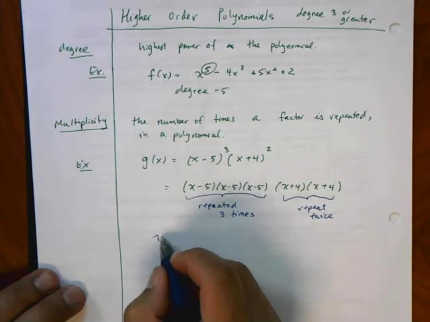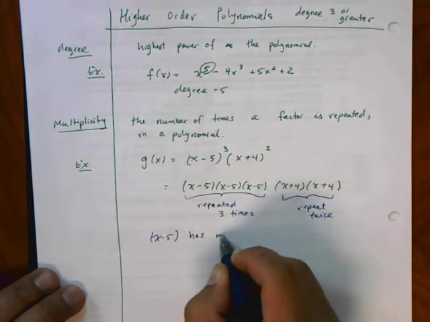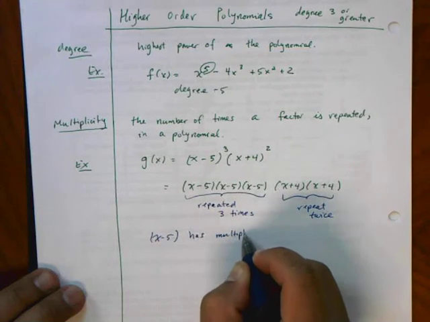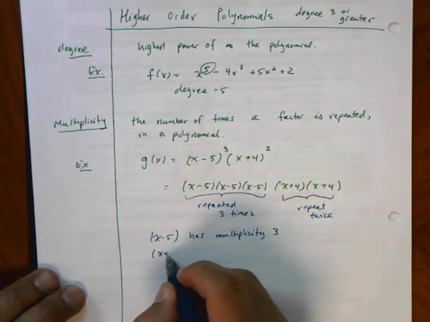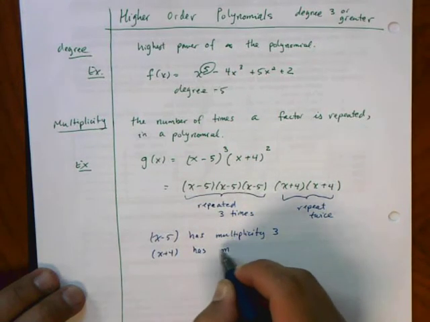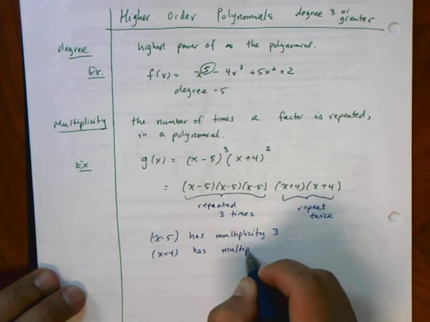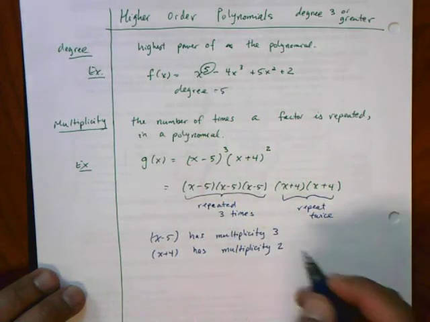So then we can say that x minus 5 has multiplicity 3, and x plus 4 has multiplicity of 2.